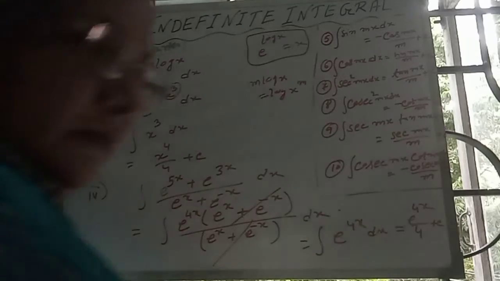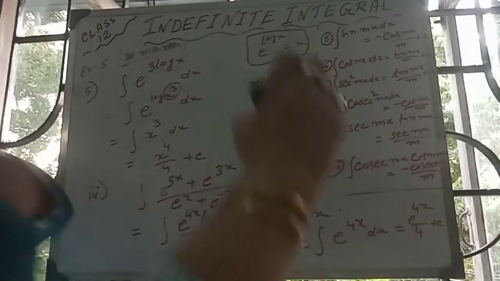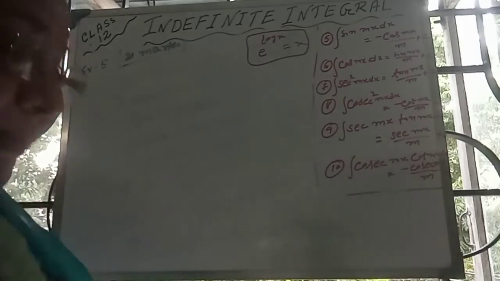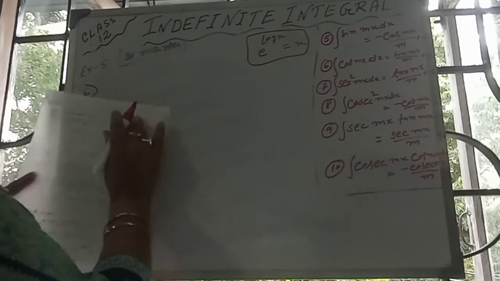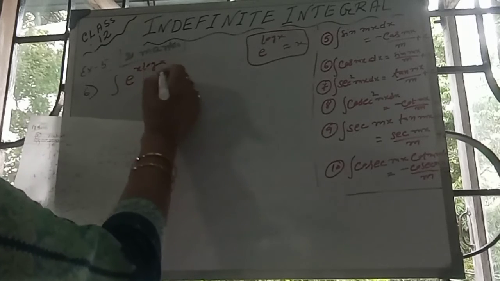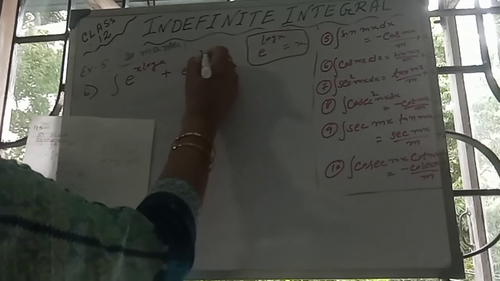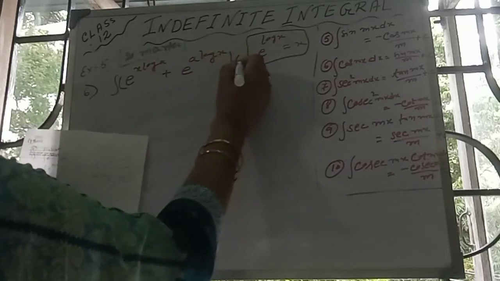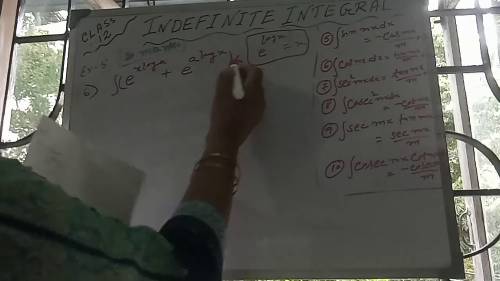Next sum number 6. Integrate e to the power x log a plus e to the power a log x dx. Don't forget to write this dx.